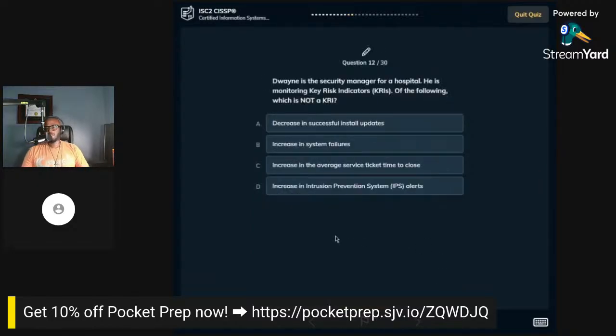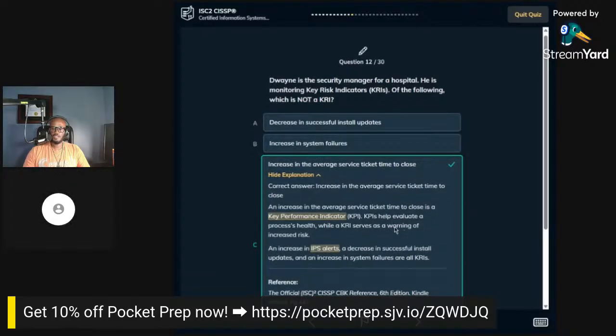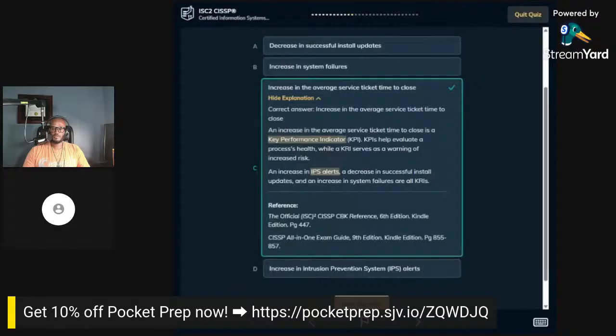Dwayne is the security manager for a hospital. He's monitoring key risk indicators. Which of the following is not a key risk indicator? I want to say C. Increasing average service ticket time to close. That'll be a key performance indicator, wouldn't it? Yeah, that'd be performance, not key risk. Average service ticket time, that's performance, a KPI.